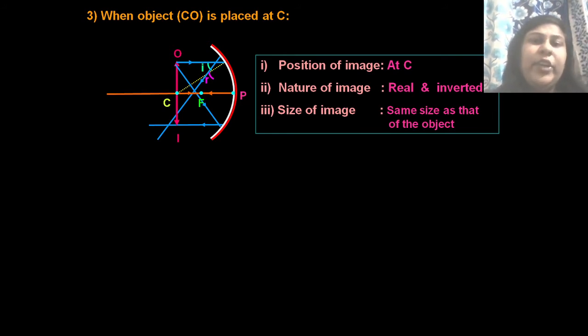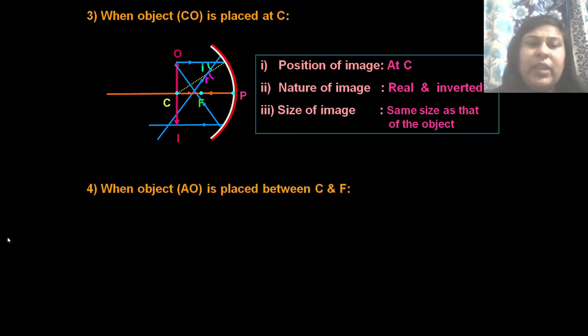Real and inverted: real means the light rays actually meet at these points. That's why this makes a real image. And inverted means you can see if the object is pointing in the upward direction, then the image is pointing in the downward direction. That's why it is the inverted image. Now the fourth position, when the object AO is placed between C and F.